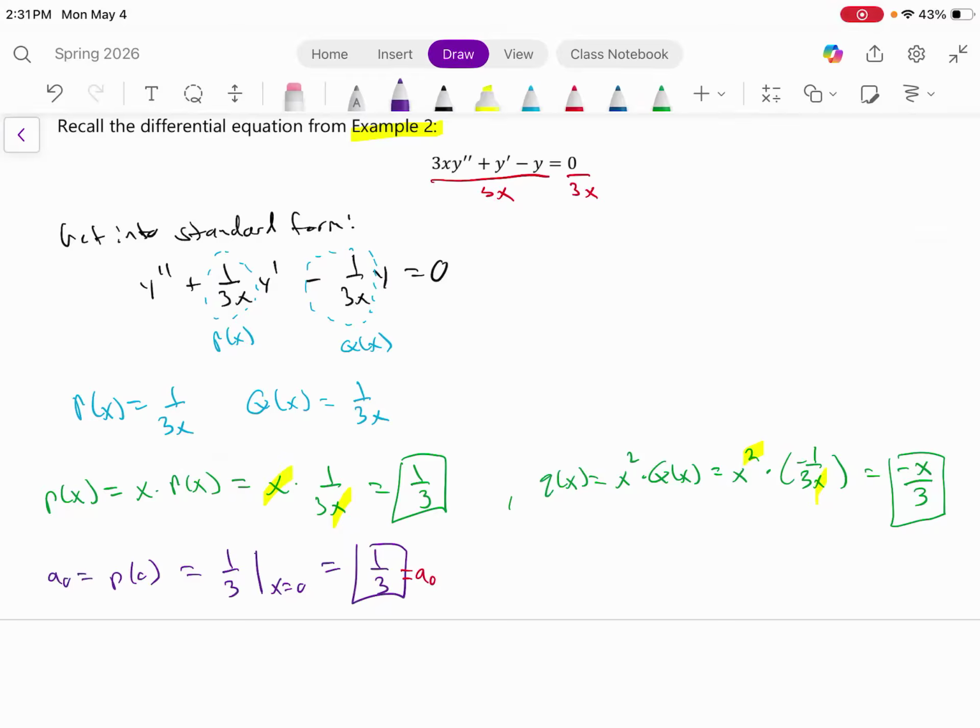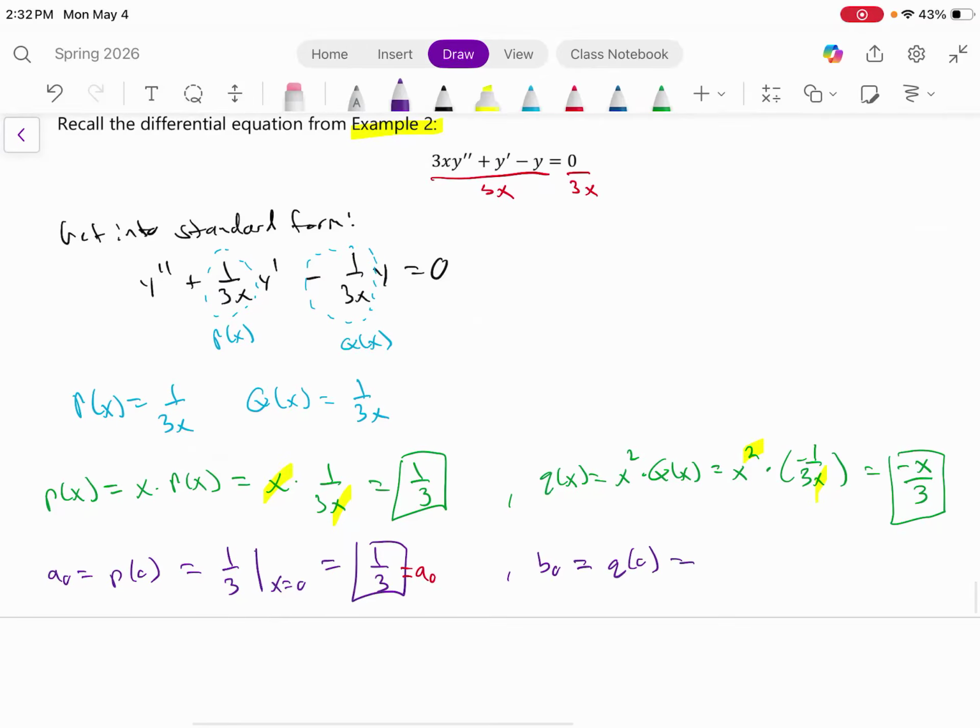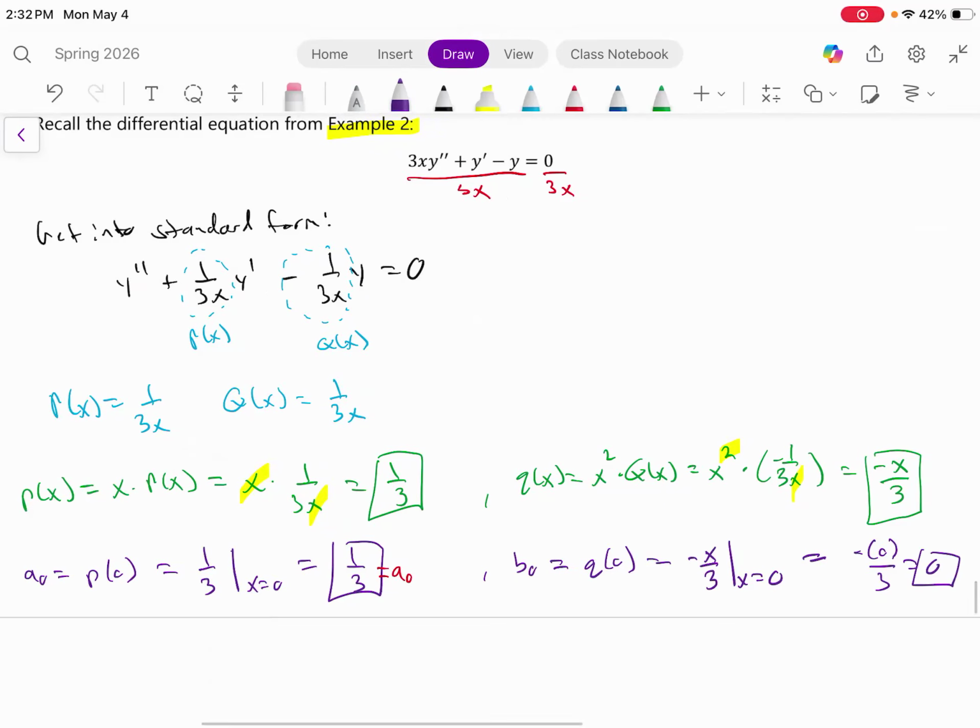And then let's look at b naught. It's q evaluated at 0, which means it's negative x over 3 evaluated at x equals 0. So I'm plugging in 0 for x. I get negative 0 over 3, which is just 0. All right, and that's b naught.